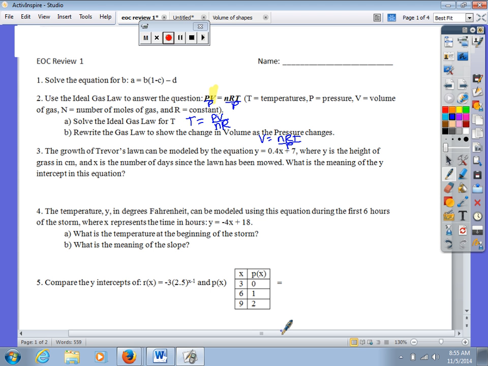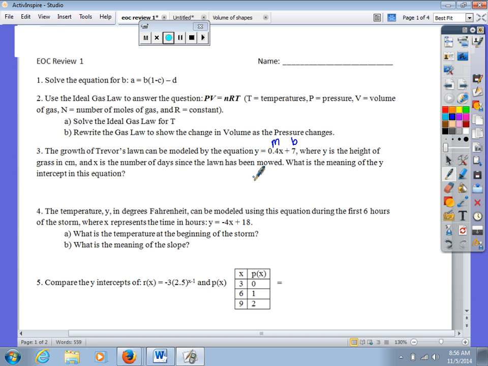Okay, number 3 is going to be super simple. The growth of Trevor's lawn can be modeled by the equation y equals 0.4x plus 7. What kind of equation is that? That is a slope-intercept form. Good job. This is my slope, right? And this is my y-intercept, correct? Where y is the height of grass in centimeters. So that means that your y-intercept is in centimeters. That's the height of the grass. You got it? And x is the number of days since the lawn has been mowed. What is the meaning of the y-intercept in this equation?